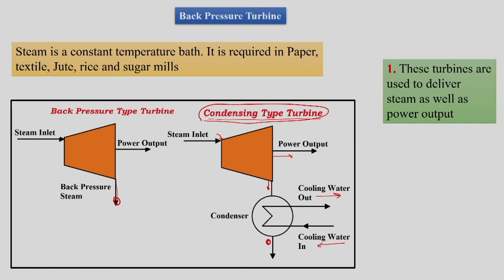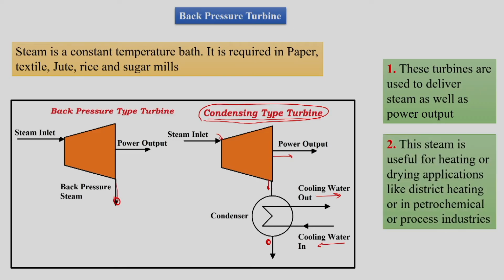Here turbines are used to deliver steam as well as power output. Basically, turbines give the steam at the required pressure and temperature for the process, and they also give us the power output. Here steam is useful for heating or drying applications, for example district heating, petrochemical industries or process industries. These are some basic applications where we need steam as a source of heat.